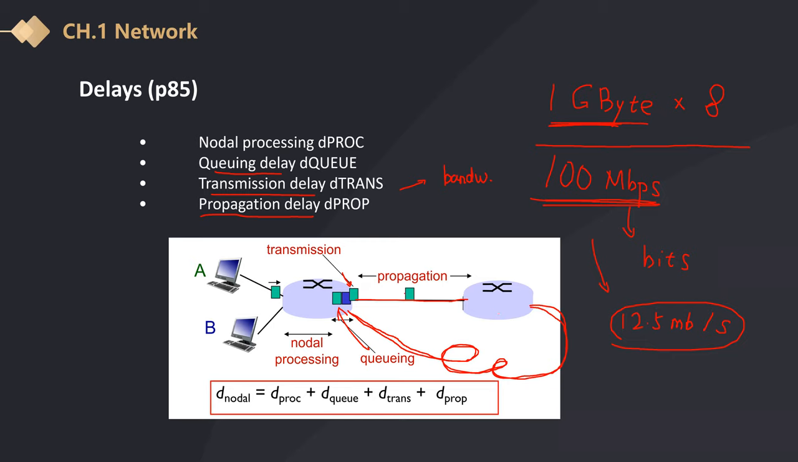The packet travels between the routers at the speed of light, so the propagation delay only depends on the physical distance. This part is also very important.